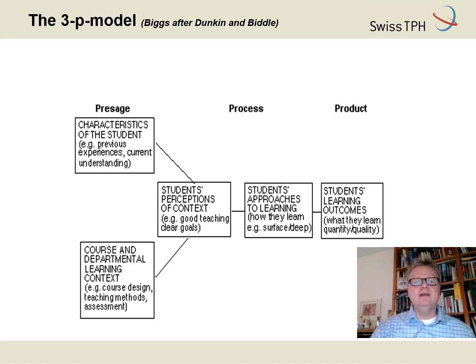In this learning model, we have on the left side the students and also the course and departmental learning context. On the right side, you have the product. The product in this case are the students' learning outcomes, what they learn in quantity and quality. So if you want to achieve a specific product or a learning outcome with a given group of students, you have to create a learning process. The learning process should allow good teaching, should include clear goals, and should avoid surface learning and provide deep learning.